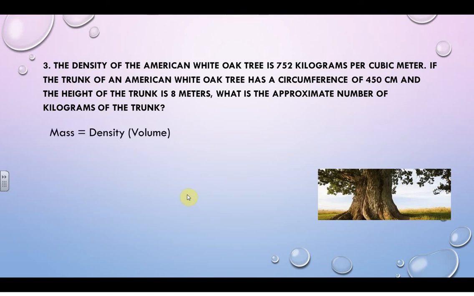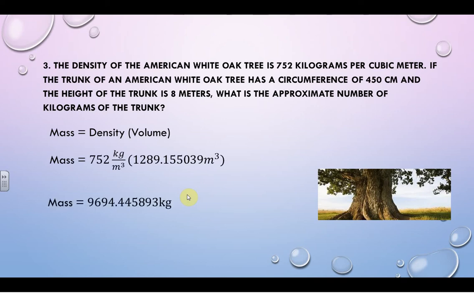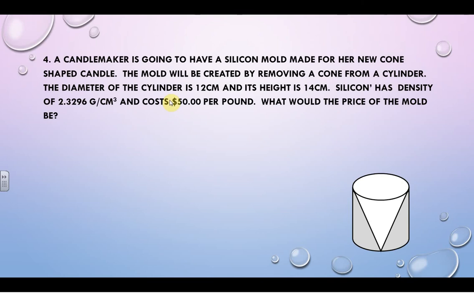And then my volume is going to be multiplied by the density so that I can figure out what the mass is. So now that I have meters cubed, I know that those are going to cancel out, and I have approximately 9,694 kilograms. It didn't say where to round, so I would write as many decimals as I wanted to.